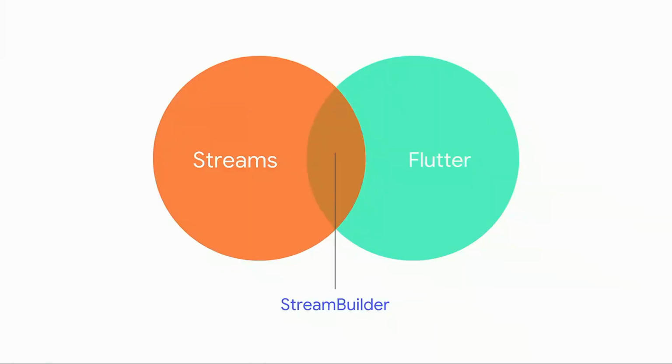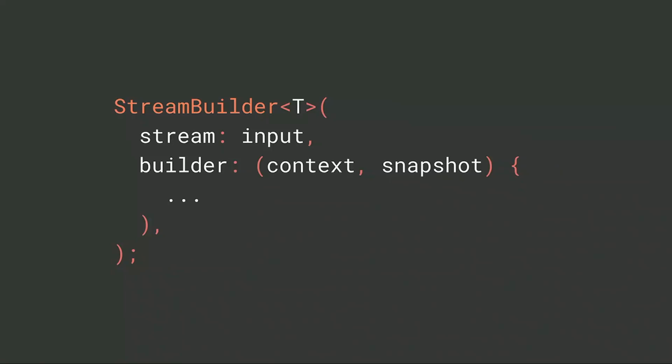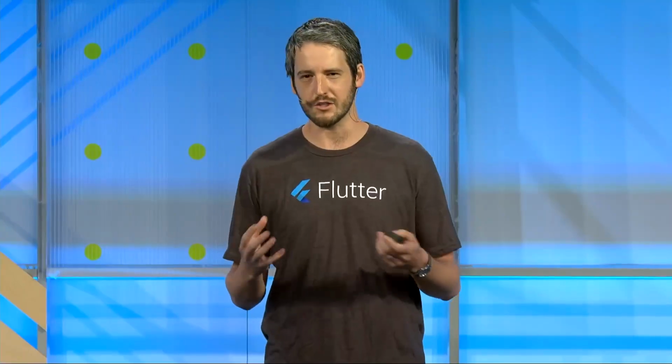Well, Flutter has this widget called StreamBuilder, which is exactly what you'd think it is. It is a widget that takes a stream as an input and a builder method that will rebuild every time there's a new value on the stream. So anytime you have a stream, like when you're subscribing to a Firebase database, you can just use StreamBuilder to rebuild your UI. So that is already pretty cool. But wouldn't it be even more awesome if we had some kind of architectural pattern to build our apps?